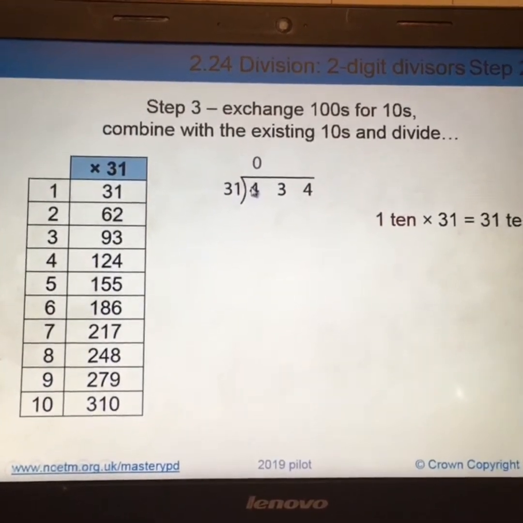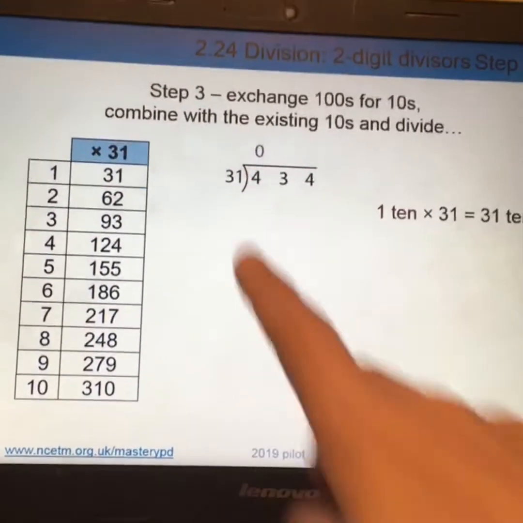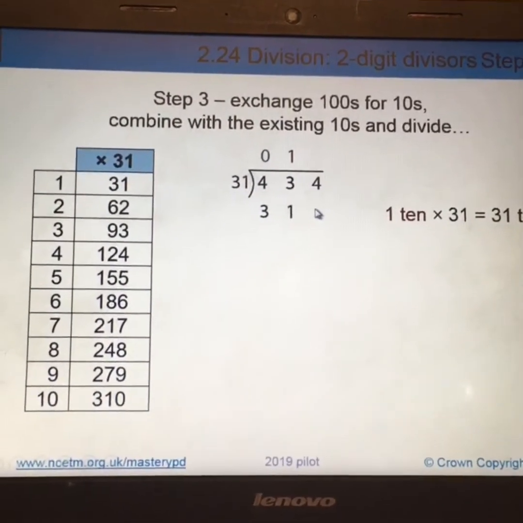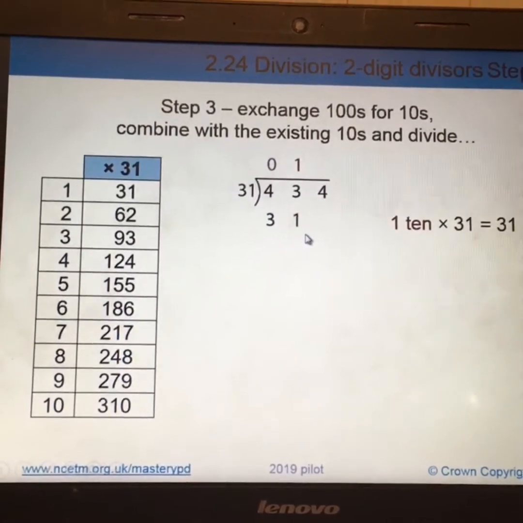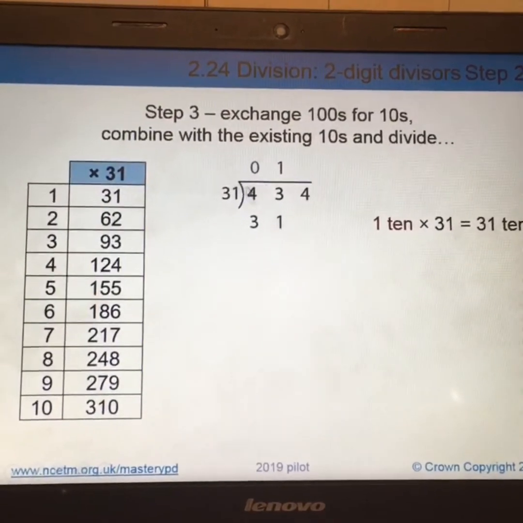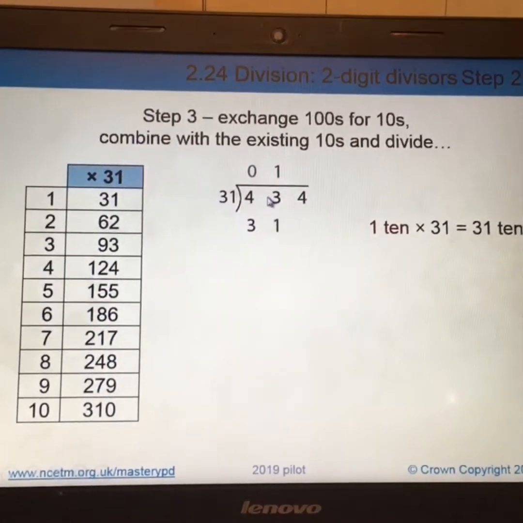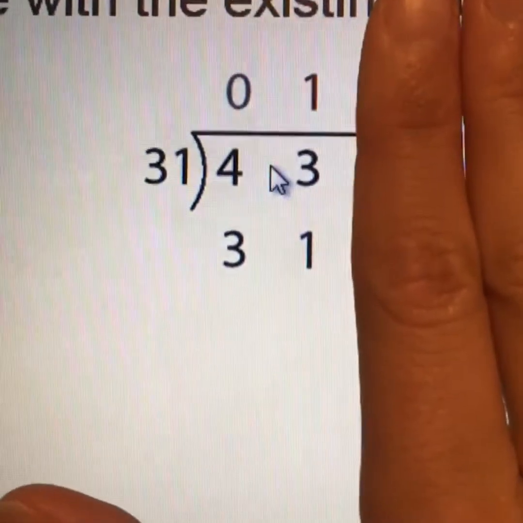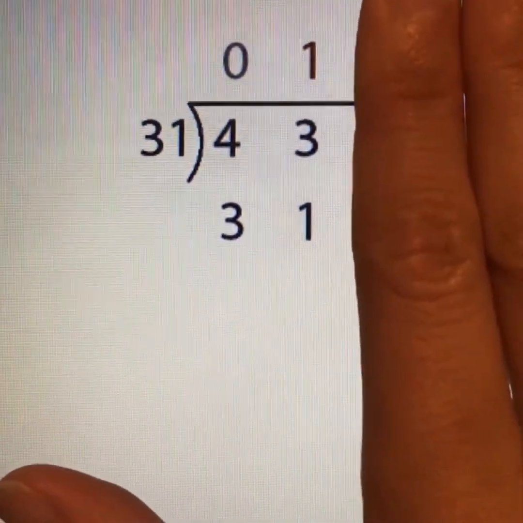Now, this is where it's slightly different. Rather than crossing this out and writing it over here, we're now going to go down the page instead. Okay, this looks a little bit complicated at first, but just bear with it. Rather than crossing this out and renaming it over here, we're just looking at it as 43. So we are looking at it as 43 tens.